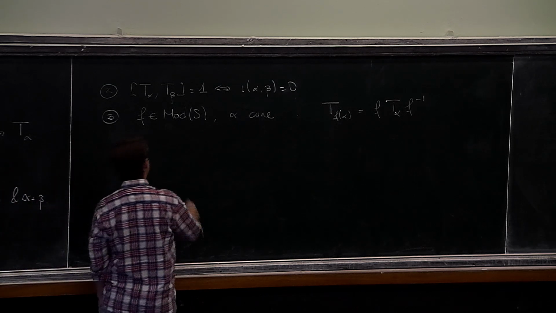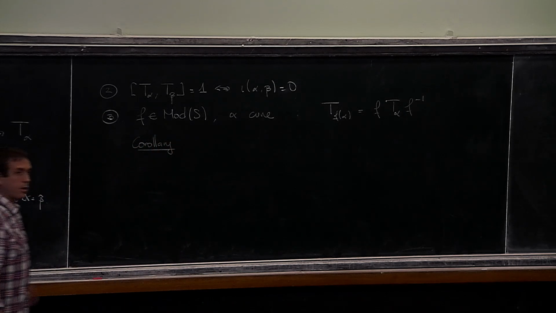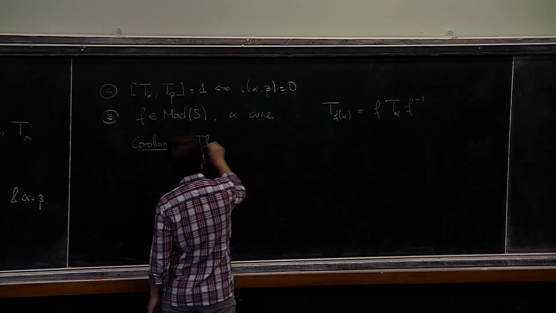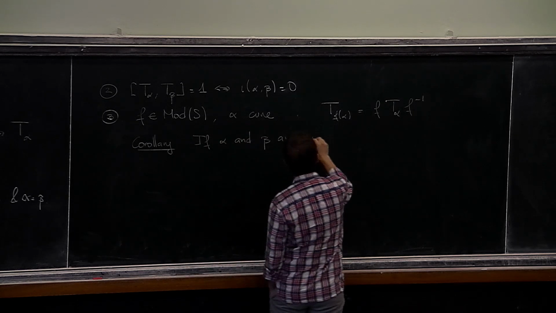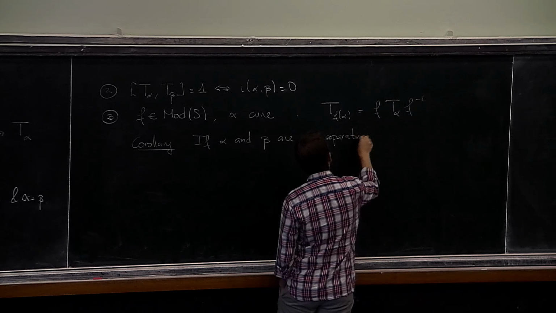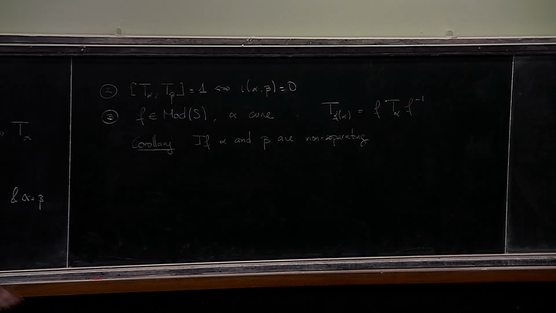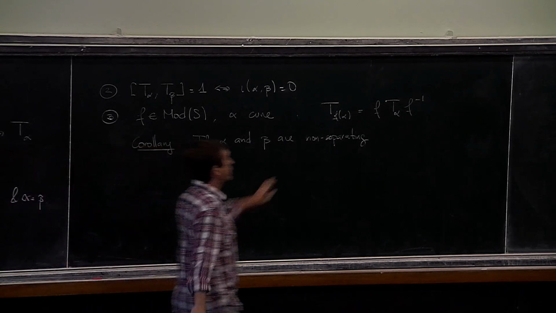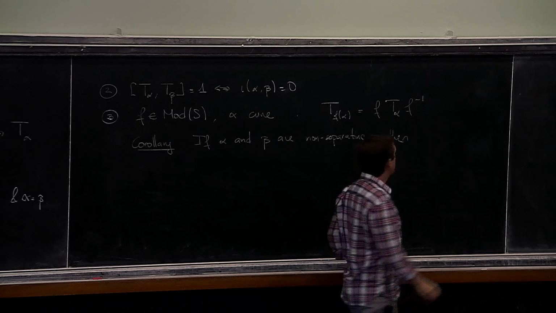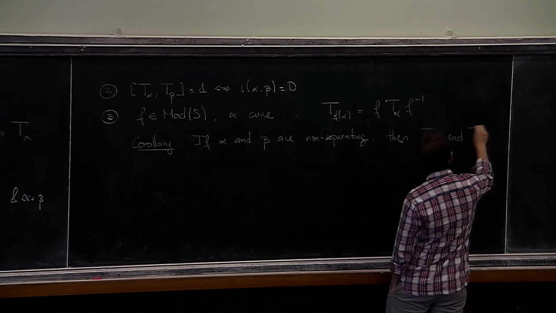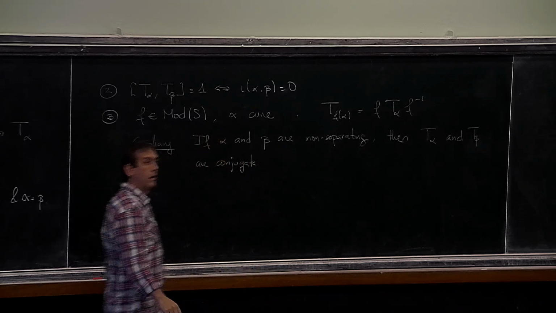Because a corollary, which I'm going to use later, is that, so think about this. If I have two curves, alpha and beta, that are non-separating, meaning that the complements are connected, then by classification of surfaces, the complements are homeomorphic. So classification of surfaces tells me that there's a homeomorphism of the surface taking alpha to beta, right? And this formula here tells me that the Dehn twists are conjugate. That's important.